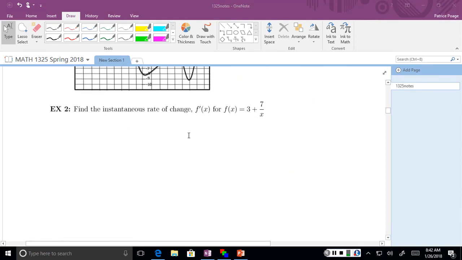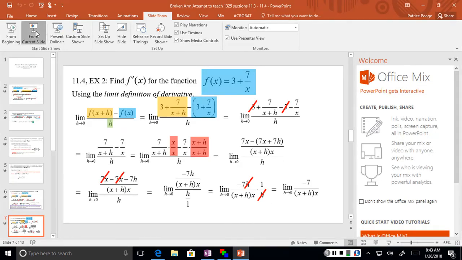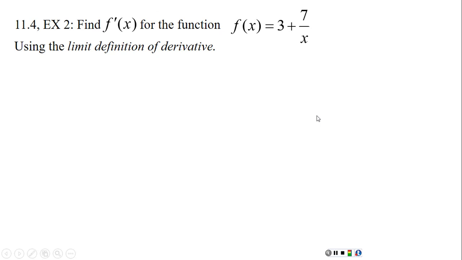All right, so we're going to look at this next one. Find the instantaneous rate of change, which means the derivative, for this function. So at this point in time, we only know how to use the limit definition of derivative. So the very first thing you would want to write down so you get that 1 point on your test, the limit definition of derivative right there.